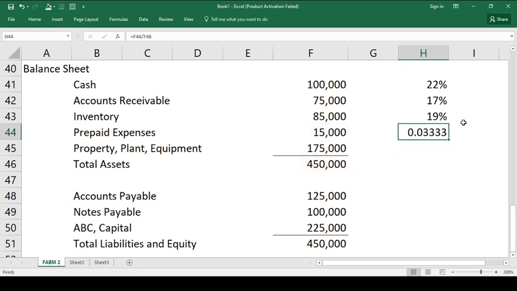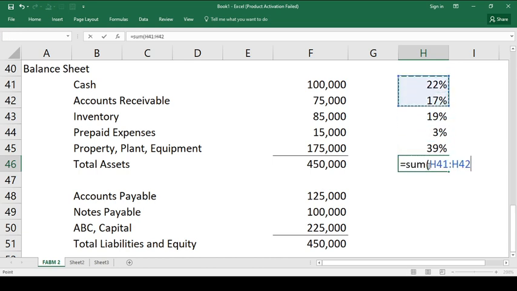That is, ilang porsyento lang po yan. Maliit lang naman po ang nabibigyan natin ng pansin on the prepaid expenses, and same with the property, plant, and equipment. Ayun, that is 38 or 39%, more or less, no? 38 or 39%. Okay, that's it, 39%. At then, i-add mo yan lahat, dapat it will equal to 100%. Okay, that's it. Ganun lang po yan kasimple.